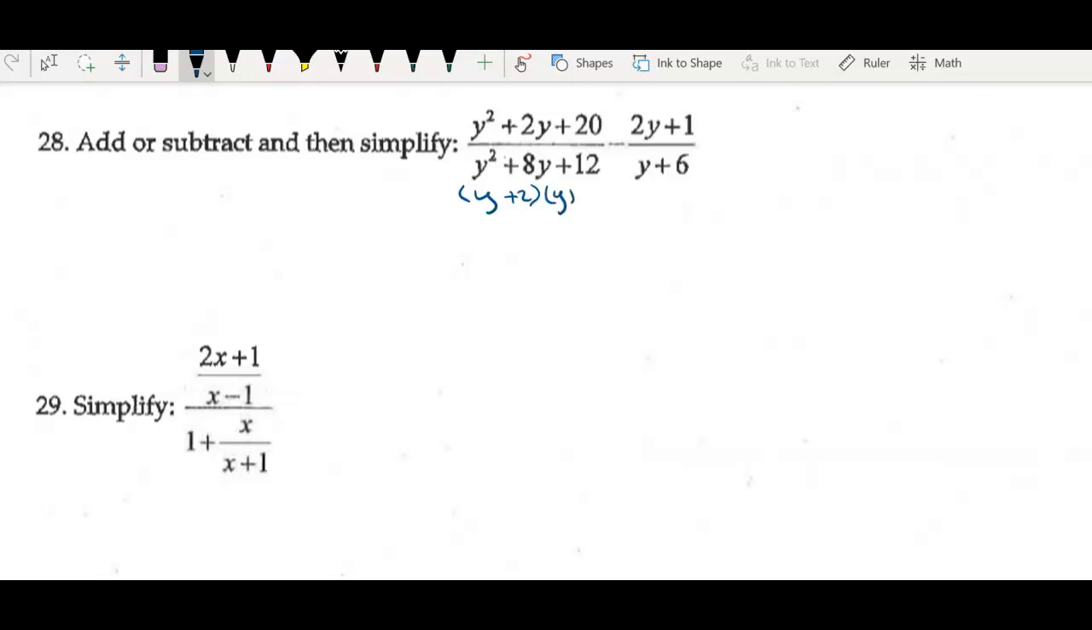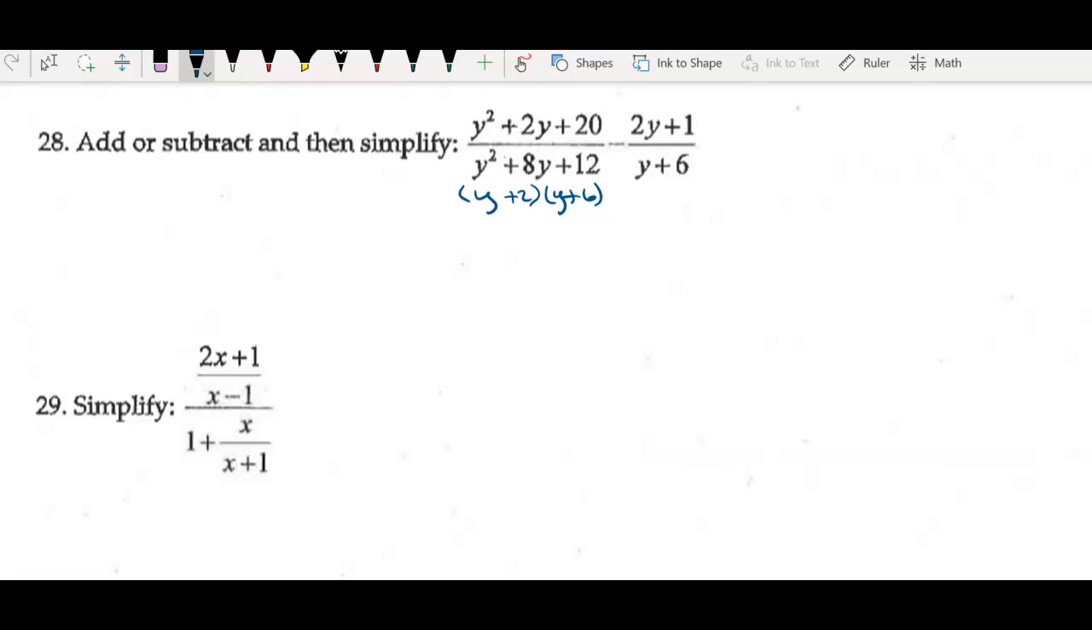Right, and y plus 6. So let me get that factored. Y squared plus 8y plus 12 is y plus 2 and y plus 6. Okay, don't worry about the numerator, just the denominator. I need a common denominator.